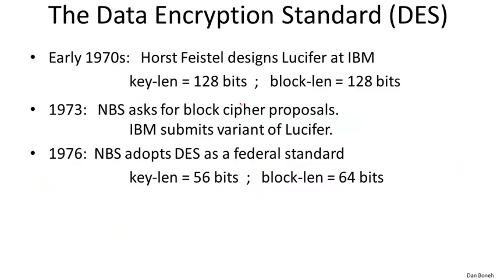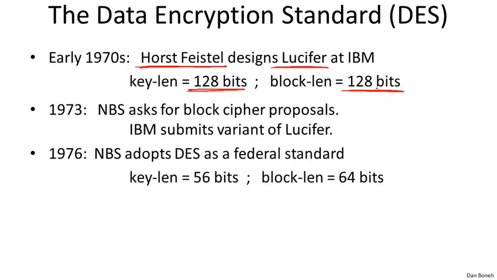Okay, so let's talk about the history of DES. Essentially, in the early 1970s, IBM realized that their customers were demanding some form of encryption. And so they formed a crypto group, and the head of that group was Horst Feistel, who in the early 70s designed a cipher called Lucifer. Lucifer had a number of variations, but one of the later variations had a key length of 128 bits and a block length that's also 128 bits.